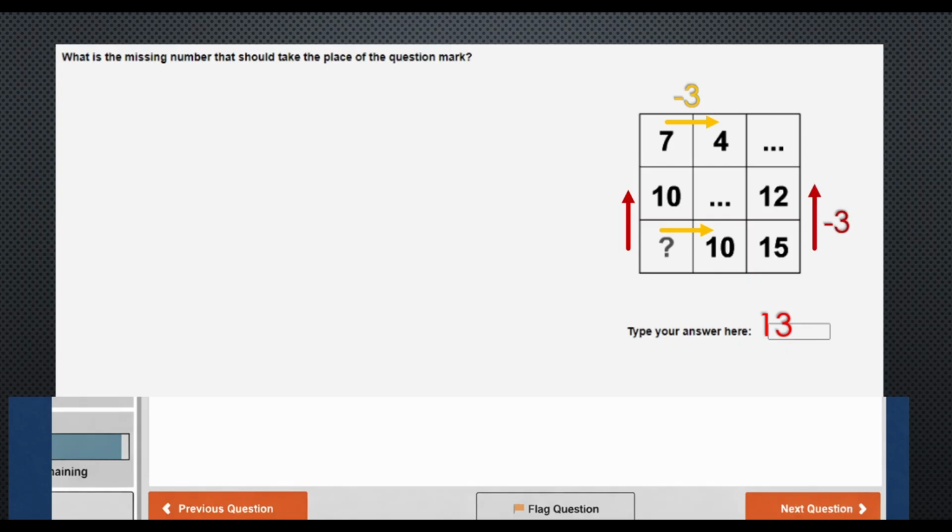Let's double check that. Looking from bottom to top, we can see that 15 decreases to 12, which is a difference of 3. Applying the same pattern, 10 plus 3 gives us 13 again. So we can confidently confirm that the correct answer is 13.